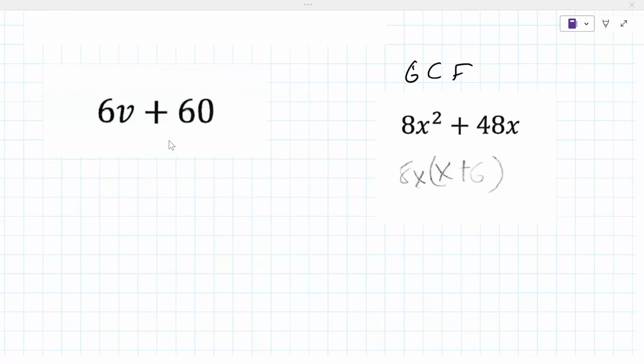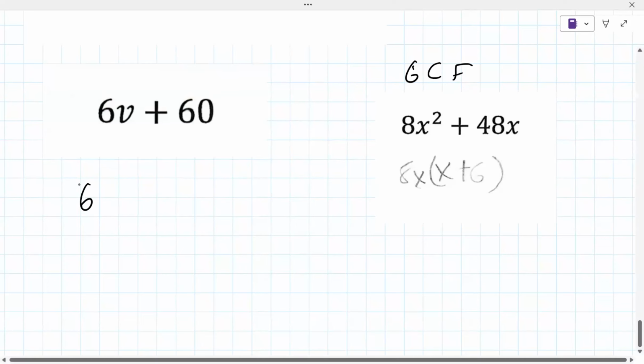Is there a number that goes into 6 and 60? 6. Okay. And notice there's only one variable, so you're not going to be able to factor anything out there. They call it divide and slide, I guess. You're dividing 6v by 6 and 60 by 6. What goes in parentheses here?